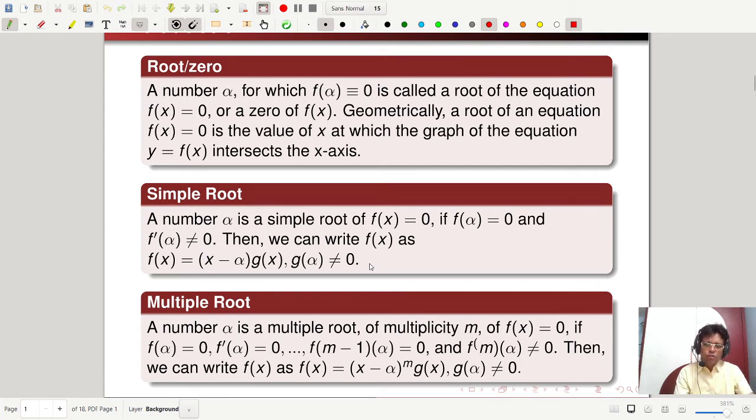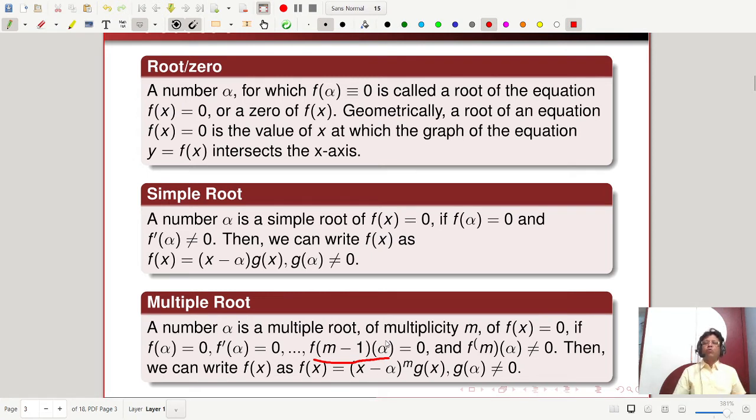And what about a multiple root? A number alpha is a multiple root of multiplicity m if f(alpha) equal to 0, f prime(alpha) equal to 0, etc. The (m minus 1)th derivative should be 0, but the mth derivative not equal to 0, then we can write f(x) as (x minus alpha) to the power m times g(x), provided that g(alpha) not equal to 0. That is the concept of multiple root.